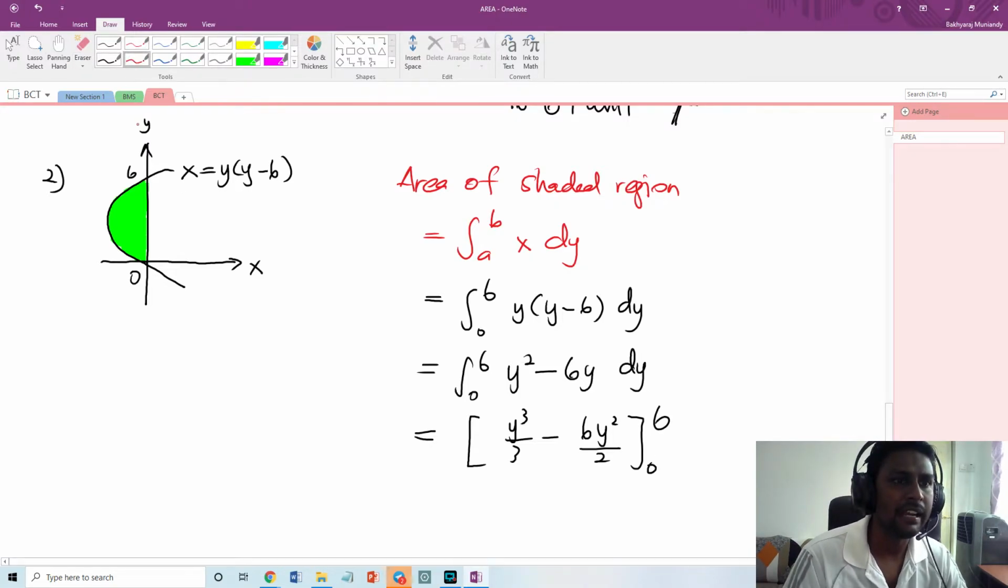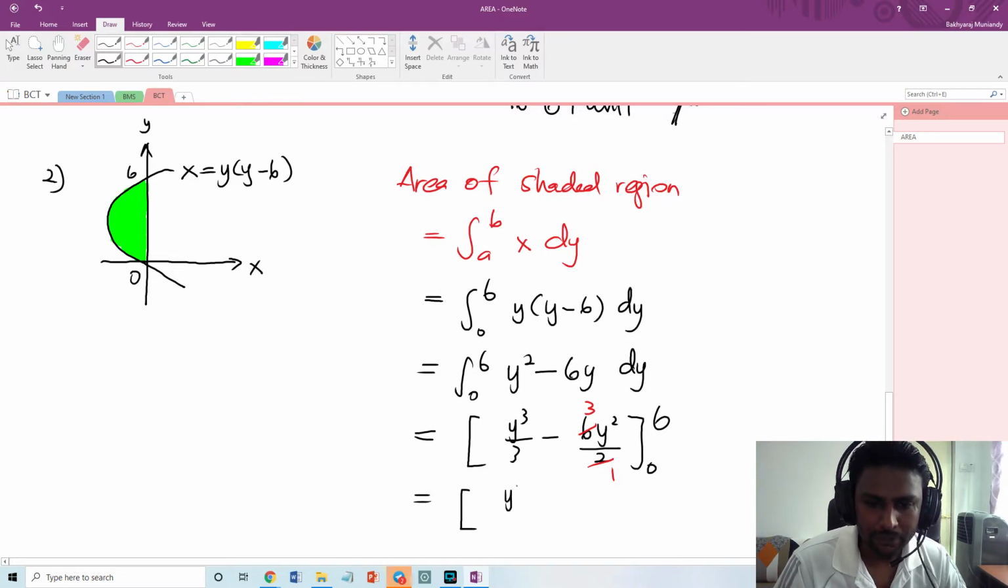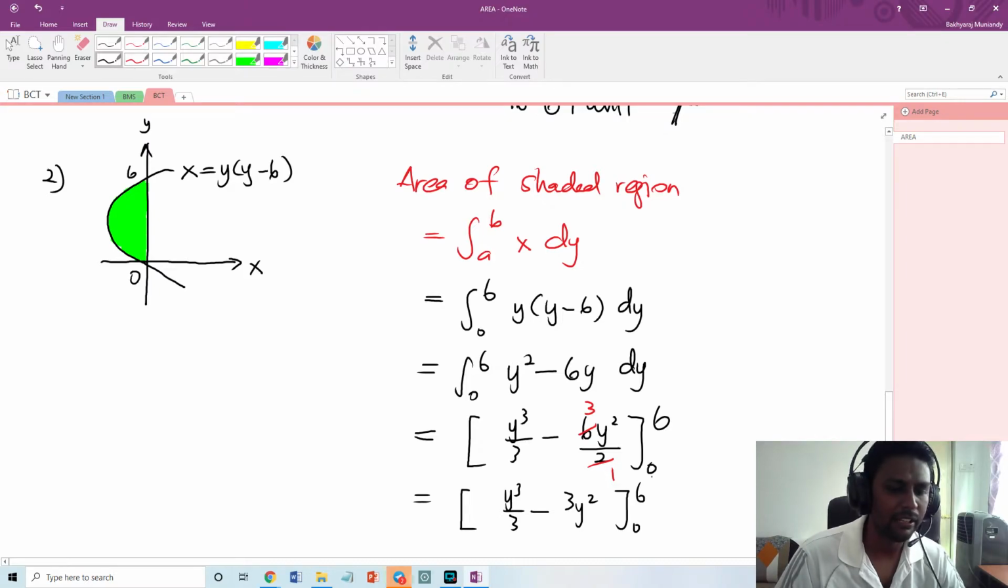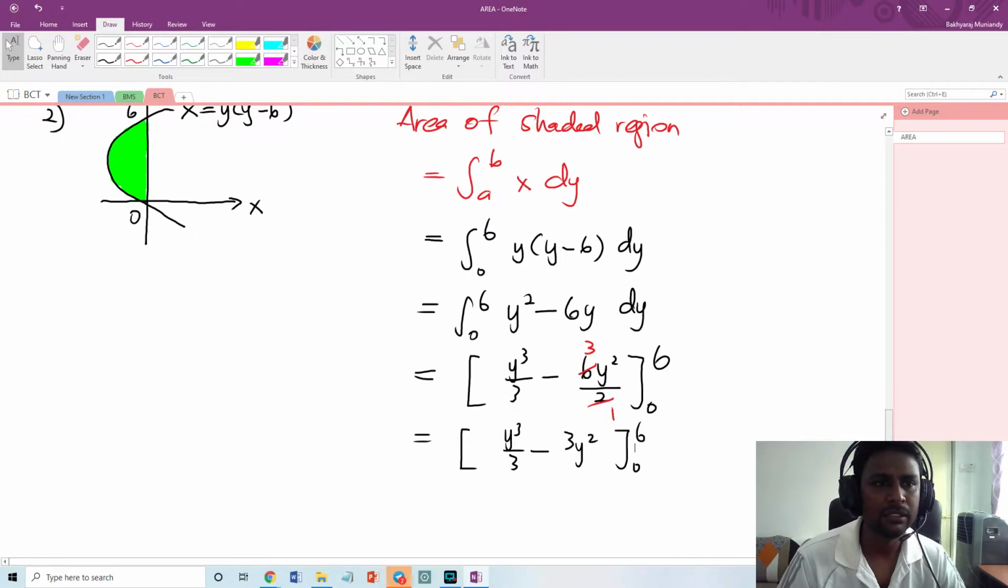Can it be simplified? Yes, so we simplify first. This is 1, this will be 3. So that will give you y power of 3 over 3 minus 3y square. Remember, simplifying will make your calculation easier. So it is better to simplify. If you see any fraction there, try to simplify. If you cannot simplify, it's fine, but make sure you know they are already in the simplest form.